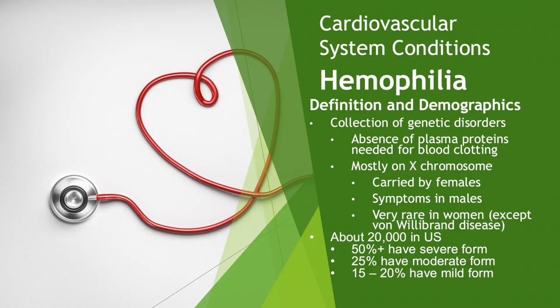Hemophilia is a collection of genetic disorders characterized by the absence of plasma proteins needed for blood clotting. The condition is mostly carried on the X chromosome, which means it's carried by females, but symptoms appear in males. It's very rare in women, except for von Willebrand disease.